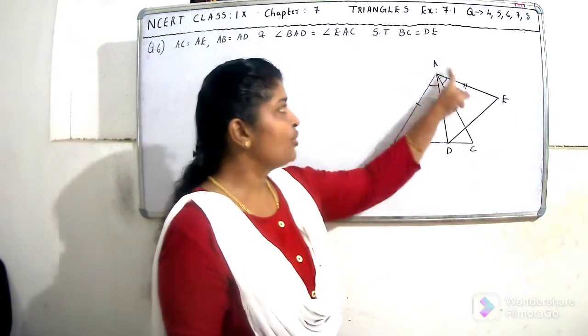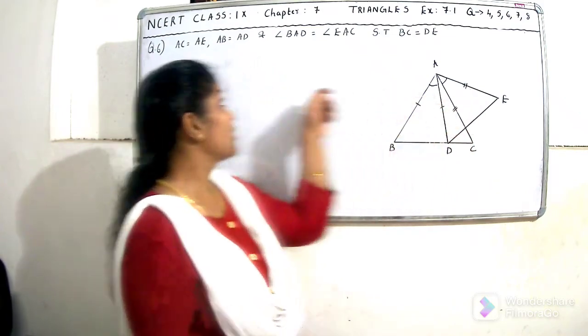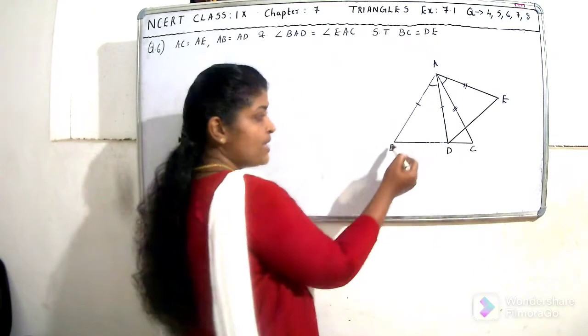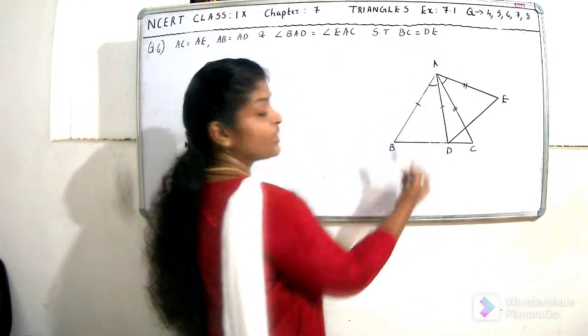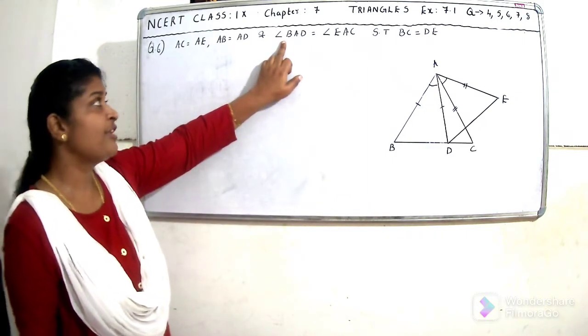AC equal to AE, given. These two sides are equal. AB equal to AD. These two sides are equal, given. Then one more piece of information is available.